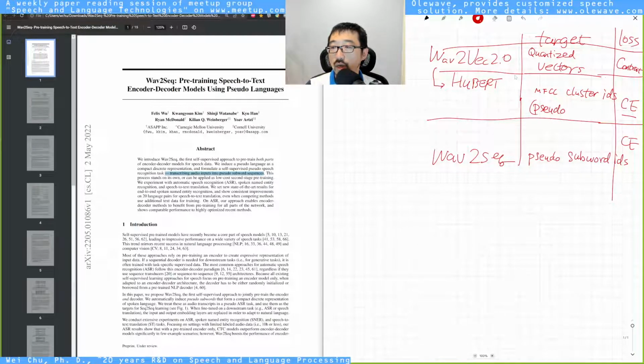And I want to stress this. So the MFCC cluster ID can be viewed as pseudo audio units or IDs.